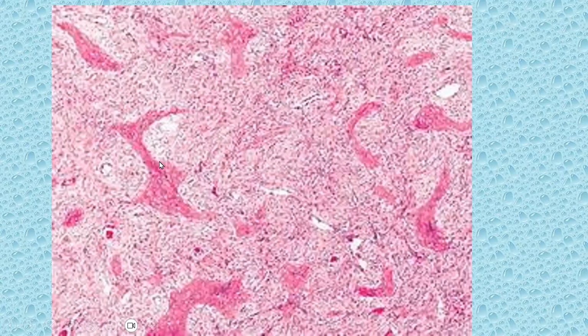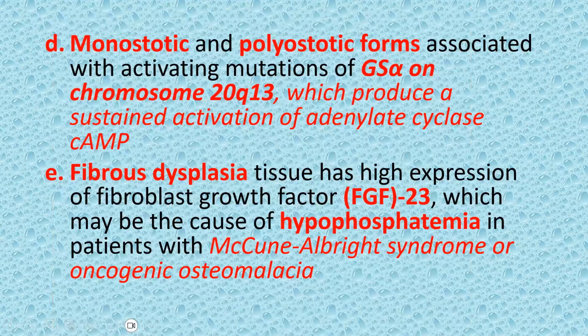The osteoblasts that bound these trabeculae are not normal. They don't form bone. It can be monostotic, meaning localized, or polyostotic, multiple areas, associated with activating mutations of GS alpha on chromosome 20q13, which produce a sustained activation of adenylate cyclase cAMP.